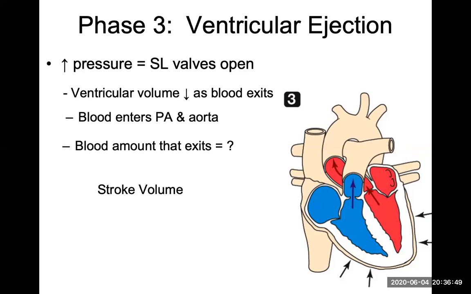And again, physicians can measure this amount. It's important to measure this amount in people with cardiac disease or decreased cardiac function to measure how much blood their hearts are actually pumping out.